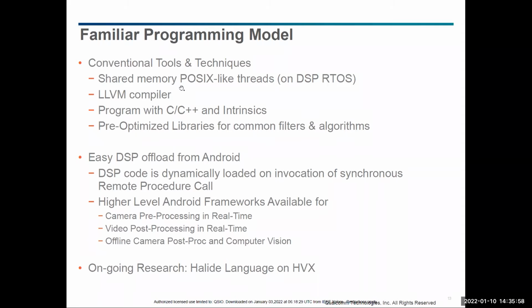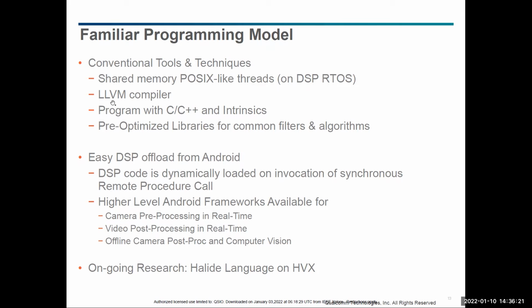The RTOS that runs on DSP is called CURT. CURT supports POSIX-like threads, so you can easily use your pthread APIs to start a thread, to join a thread. All the APIs like pthread_join, pthread_create, and pthread_kill can be easily used on the DSP because they are supported by the DSP RTOS.